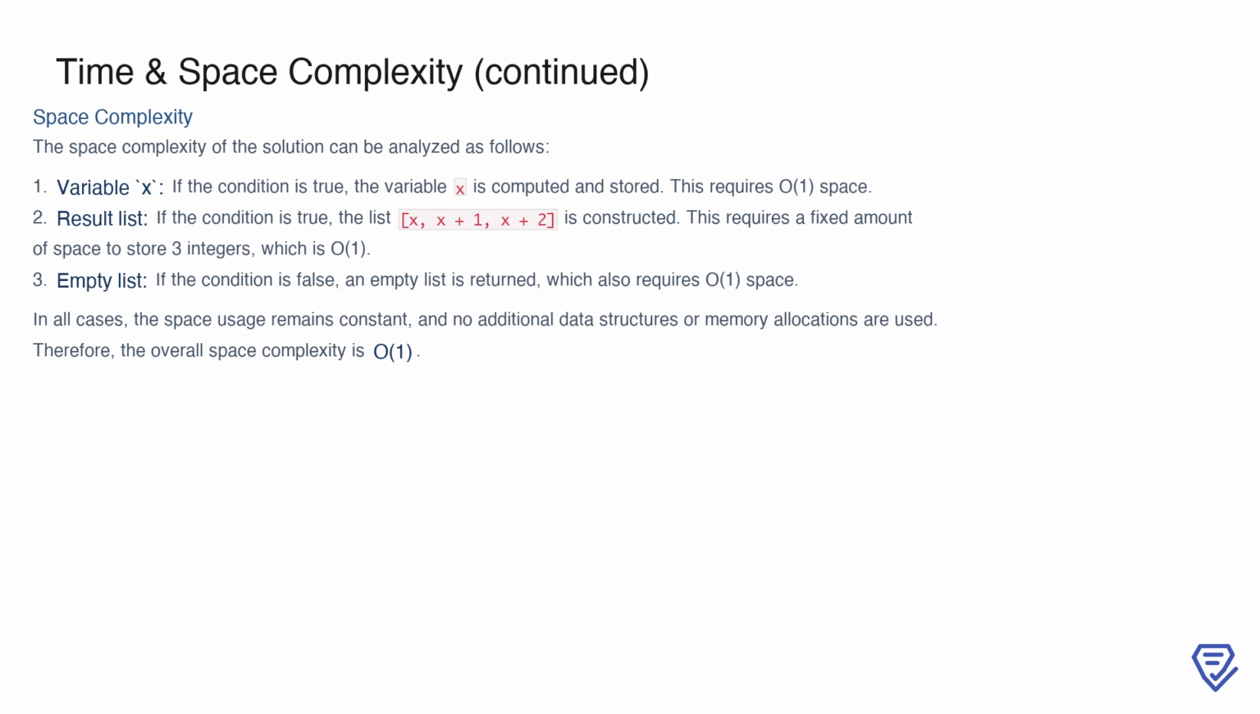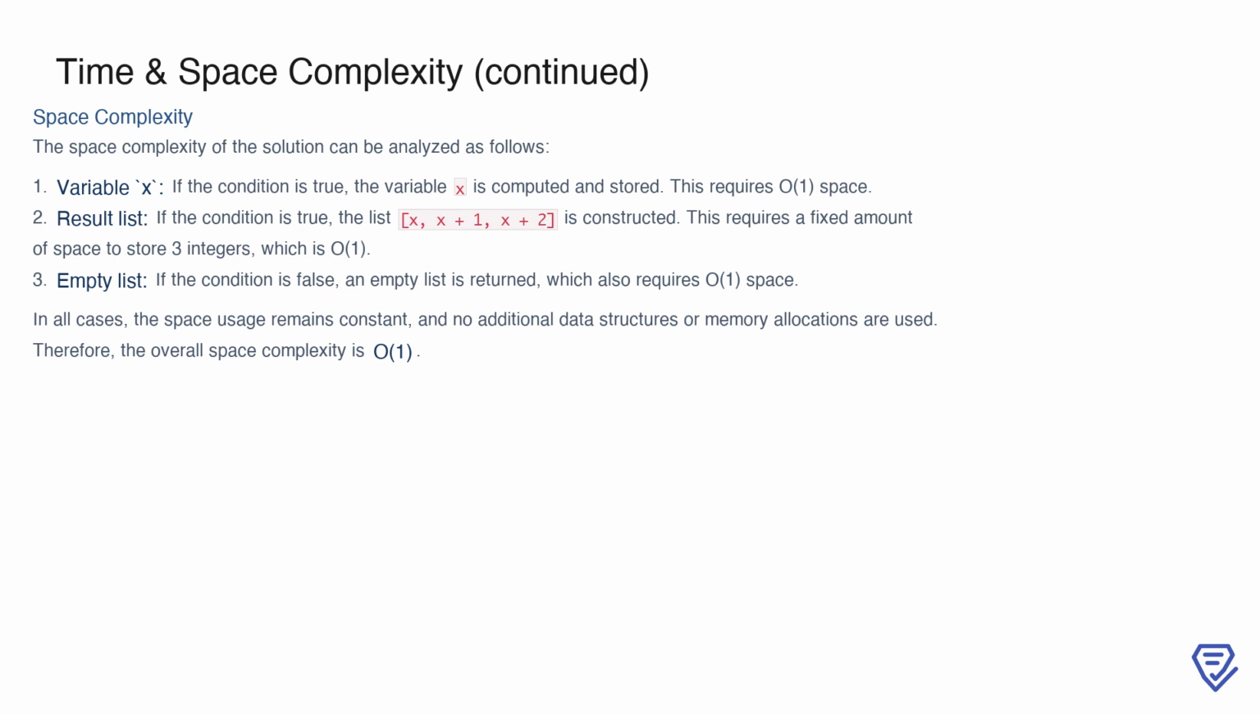Now let's examine the space complexity of the solution. First, we consider the variable x, which is computed and stored if the condition is true. This requires a fixed amount of memory, or O(1) space. Next, if the condition holds, the solution creates the result list x, x plus 1, x plus 2. This list has a fixed size of 3 integers, so it also requires O(1) space.